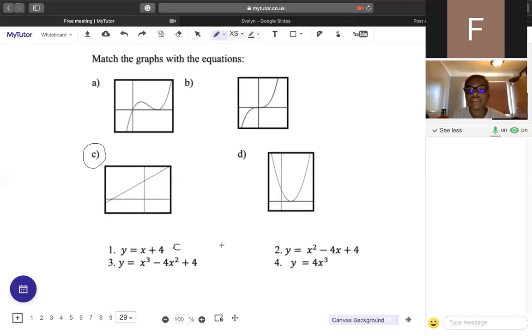Now the other one, which is quite easy to spot, is a quadratic graph, because it's a U shape. The only quadratic equation here, so the only one with only an x squared, would be equation 2. And then we now have to figure out between A and B which one is which. Is it equation 3 or is it equation 4?